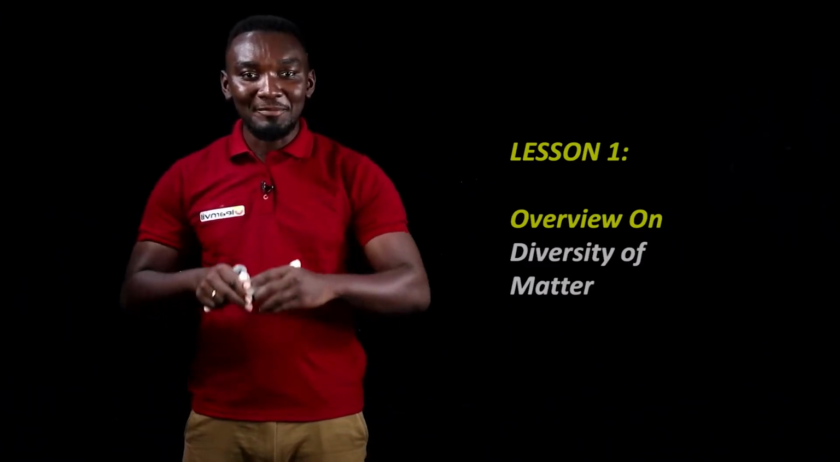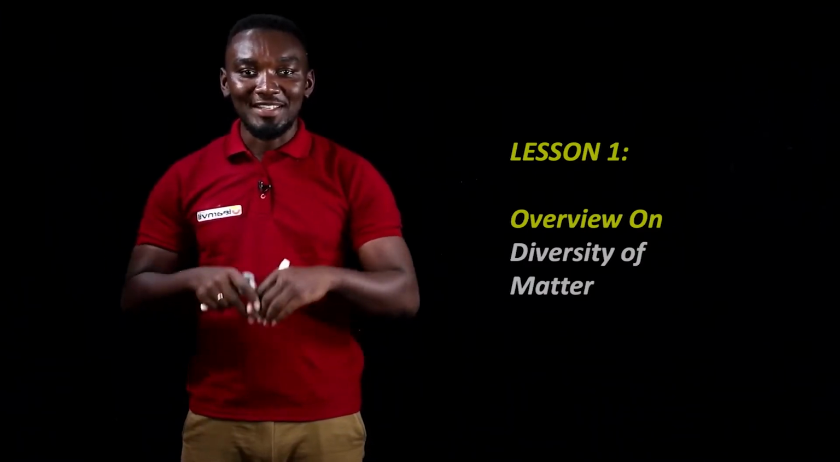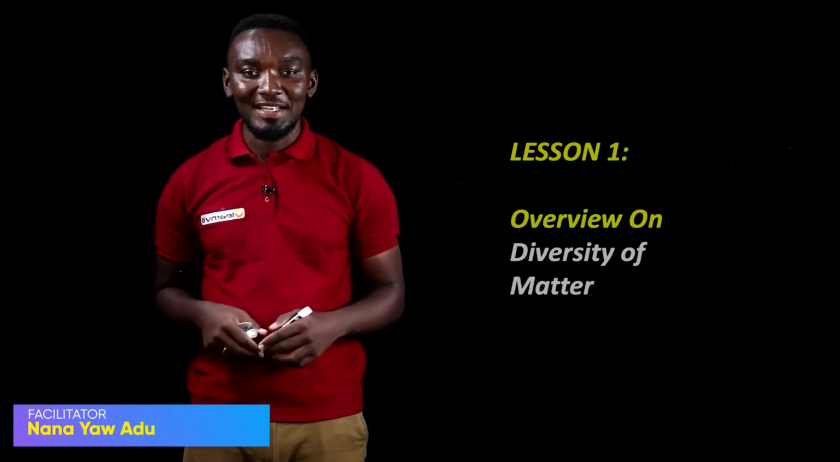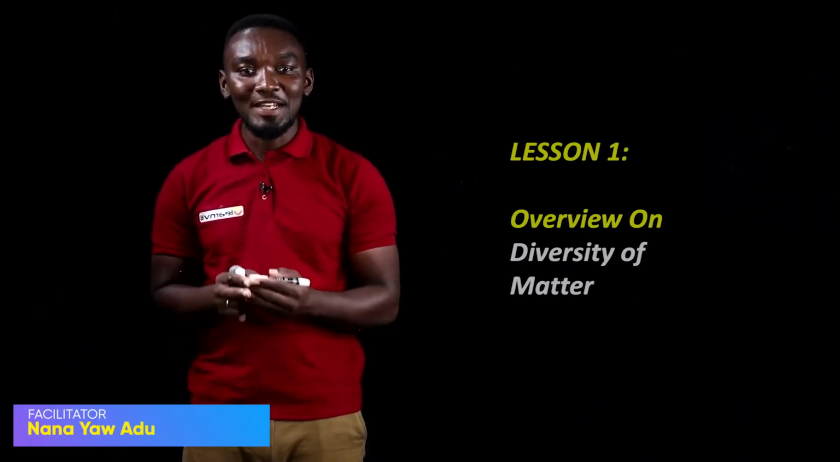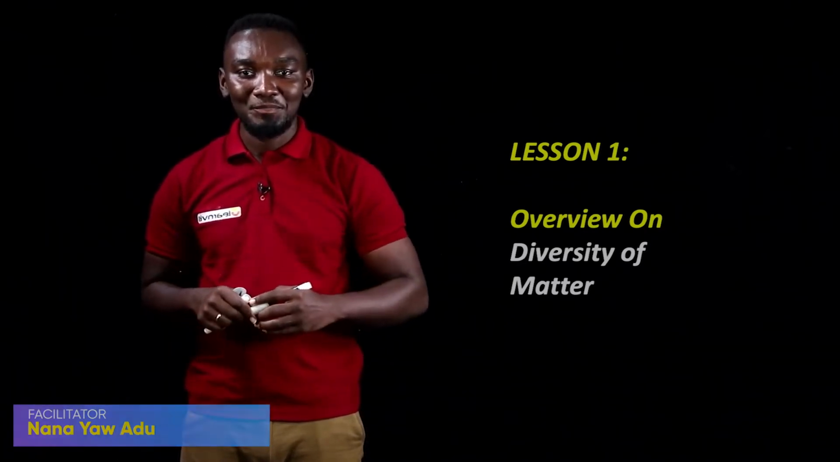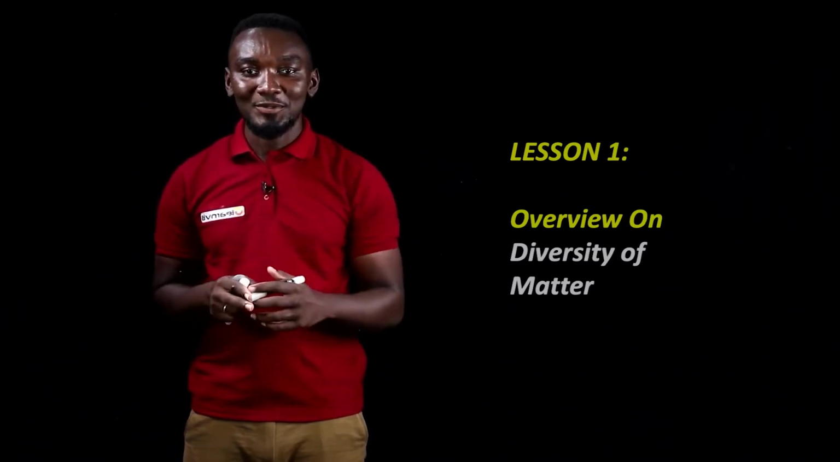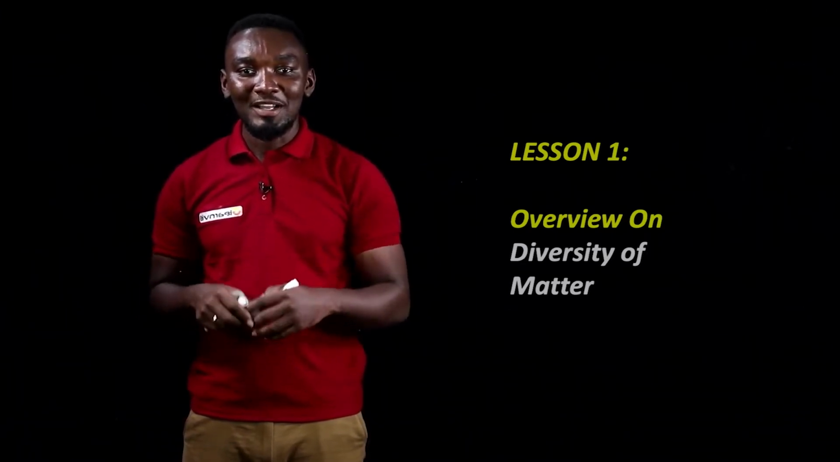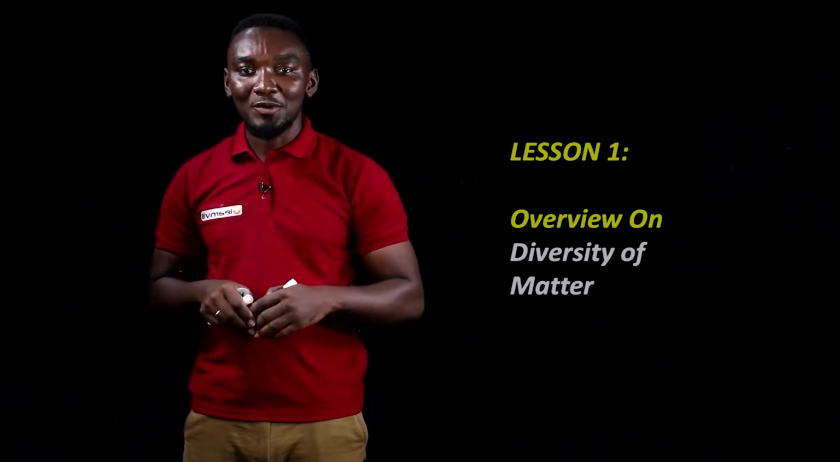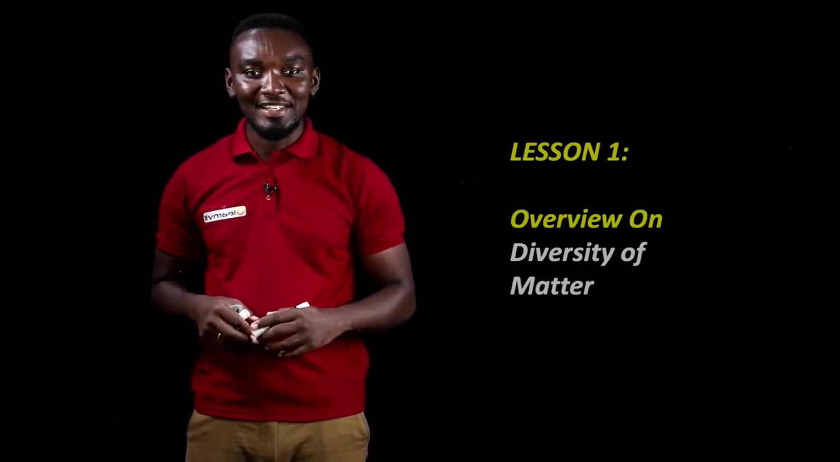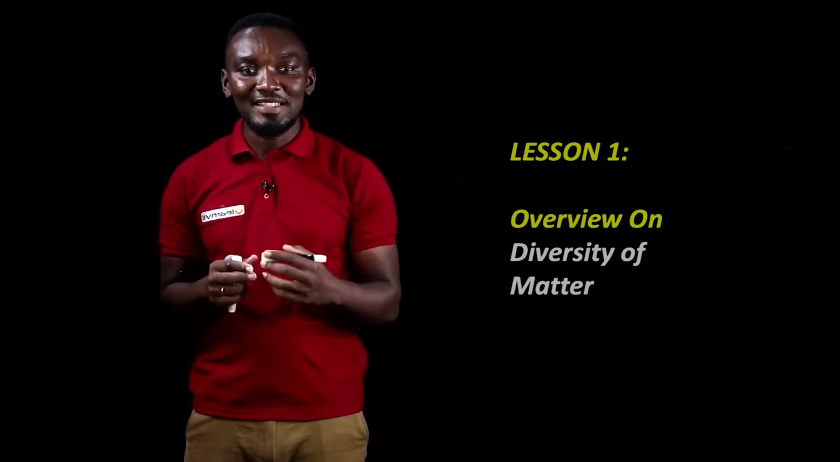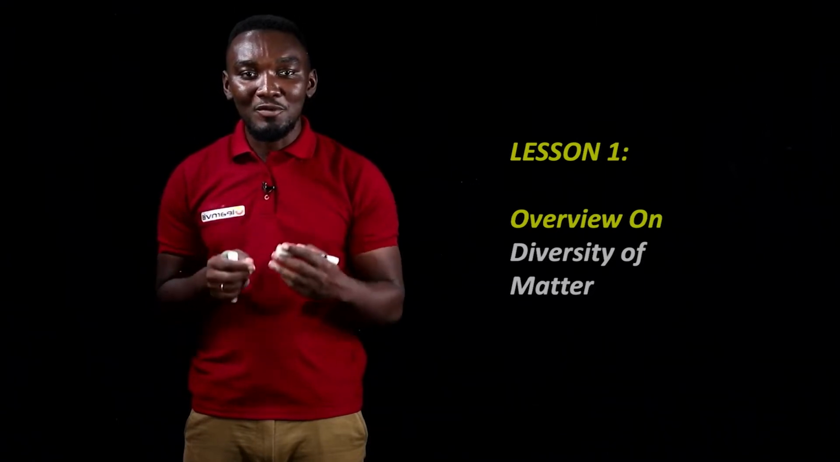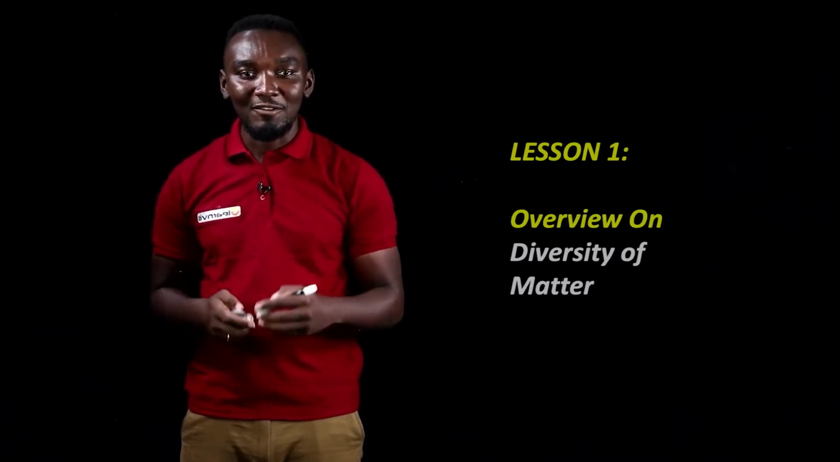Previously, we have looked at the broad overview on the science syllabus for the Basic 7 class. And we mentioned that we will learn diversity of matter, we will look at cycles, we will look at systems, we will look at force and motion, and then we will look at humans and the environment. In today's lesson, we are going to look at the overview on diversity of matter.